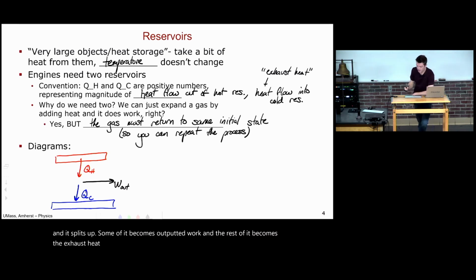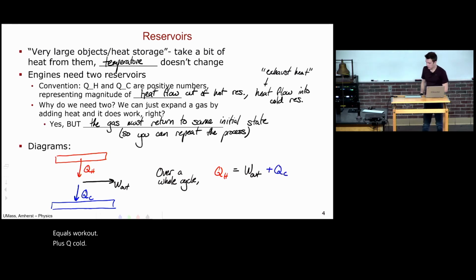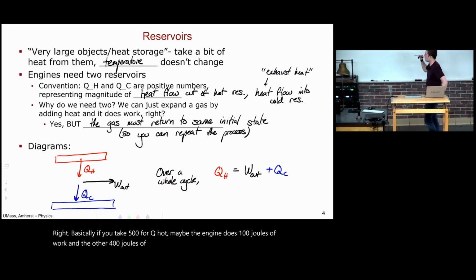So our equation is, over a whole cycle, Q hot equals work out plus Q cold. Right? Basically, if you take 500 for Q hot, maybe the engine does 100 joules of work, and the other 400 joules of heat left over are expelled into the cold reservoir.